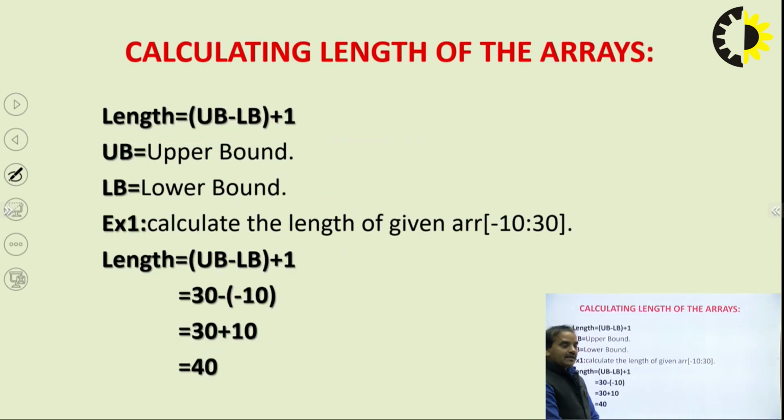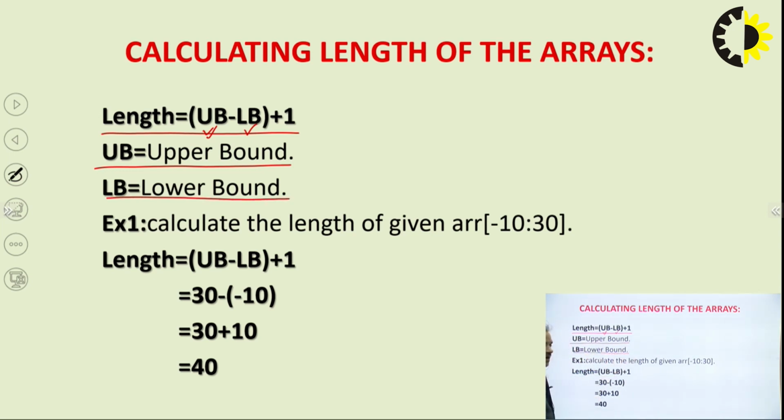The next topic is the most important topic in the case of a one-dimensional array. The first one is length calculation, and after this topic we will discuss the address of the given elements. Here we have to find the length of the array. We use the formula length = UB minus LB plus 1. UB stands for upper bound, LB stands for lower bound.